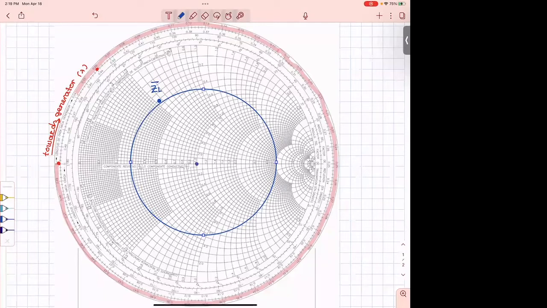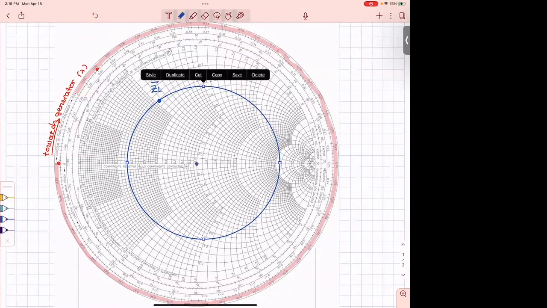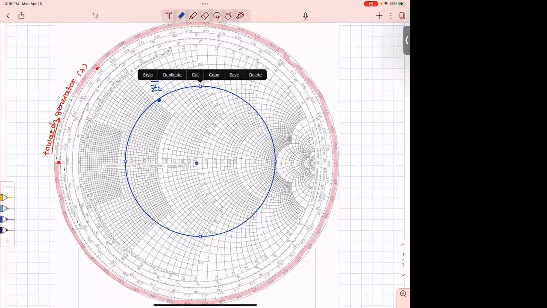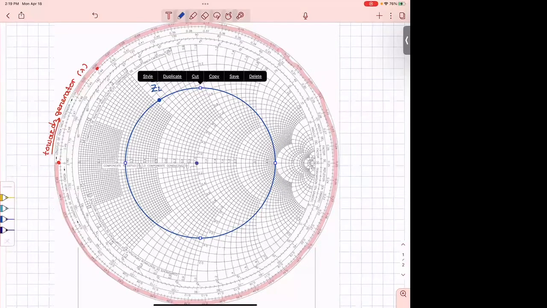Okay, so hopefully it's going to collaborate. This one. Okay, this circle, okay, with a little bit of an effort.